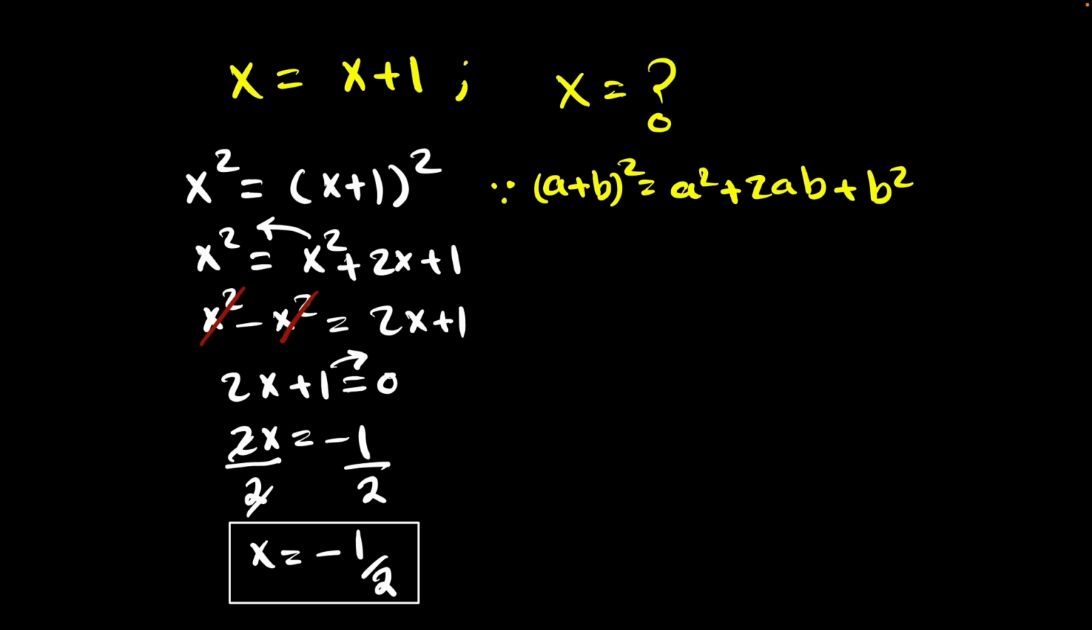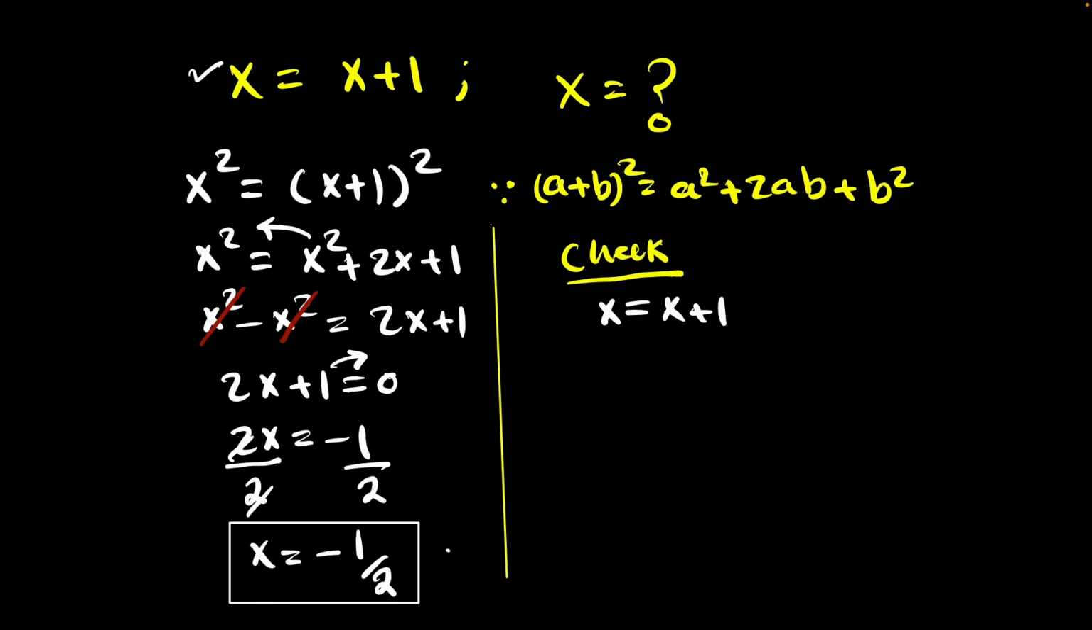Let's go and check whether it is correct or not correct. Let's check our answer. So I'm going to plug in x equal to minus 1 over 2 into the original equation. Our original equation is x is equal to x plus 1. So I'm going to plug in minus 1 over 2: minus 1 over 2 is equal to minus 1 over 2 plus 1.